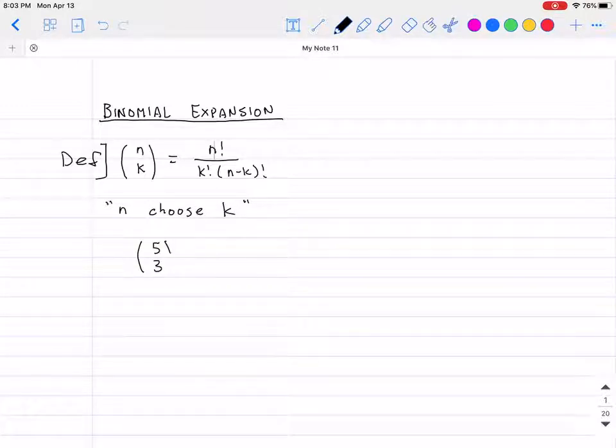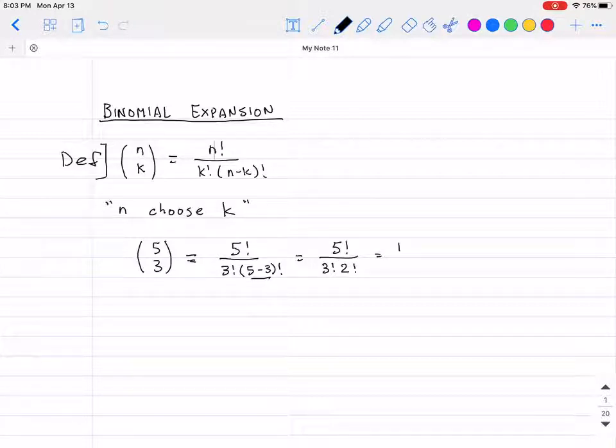Okay, so to give you a numerical example, let's say that we have 5 choose 3. So written like the following. Numerically this is equal to 5 factorial divided by 3 factorial multiplied by 5 minus 3 factorial. What that equals is 5 factorial divided by 3 factorial multiplied by 5 minus 3, which is 2, so 2 factorial. Whatever that comes out to be, that's going to be our answer.